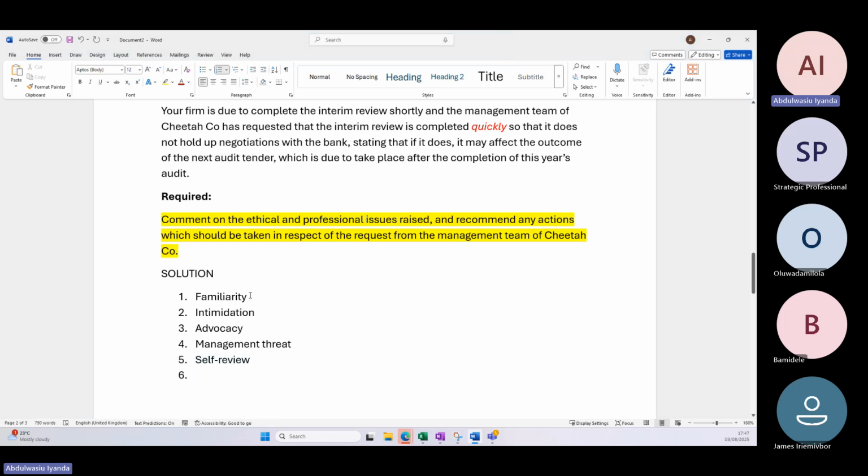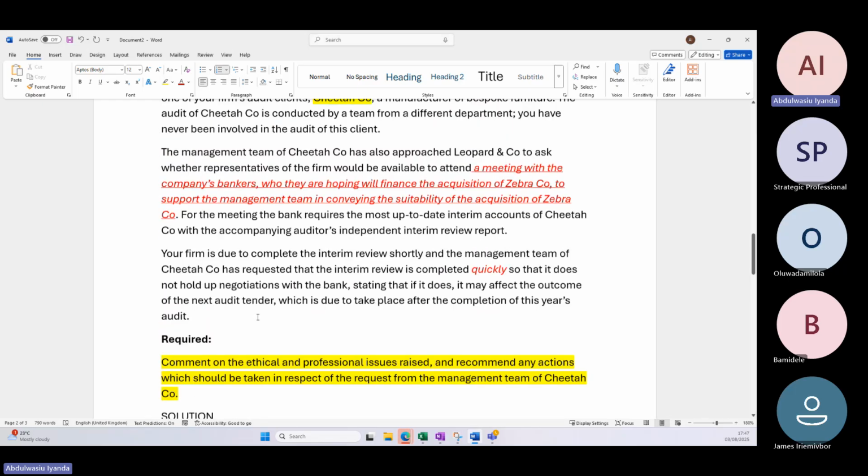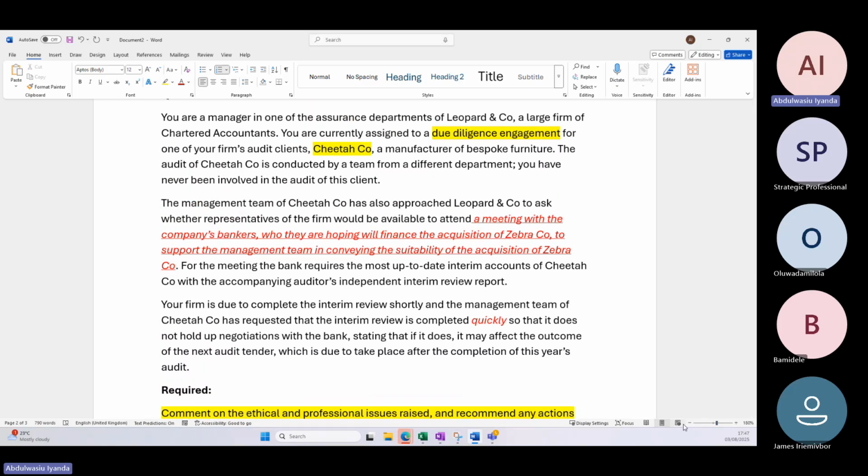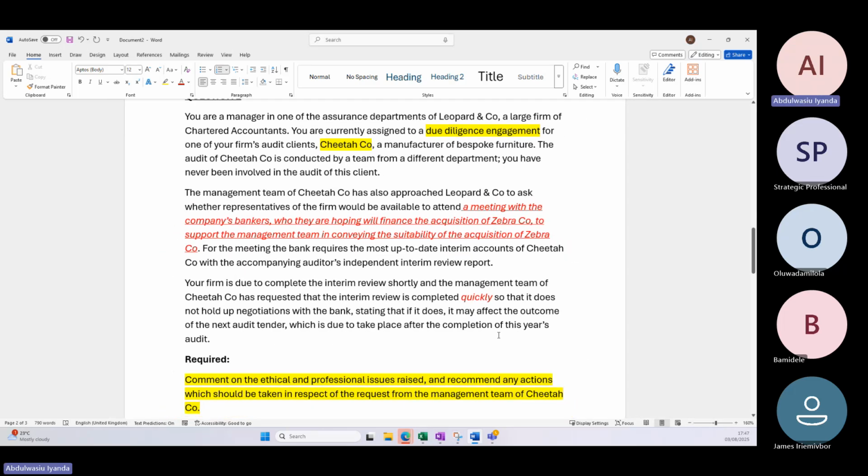But to be honest, I don't know. One of our colleagues made mention of familiarity. Please, can you help me out? Why do you think that there's familiarity here? Can someone make mention of that? Yeah, I mentioned it because of the meeting with the bankers, with the organization's banker. That was why I mentioned it.